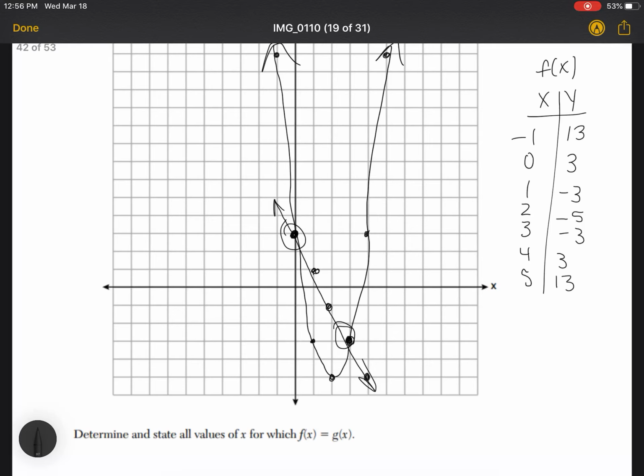Now it says determine and state all the values for x at which they are equal. So they just want the x values where these things cross. So the first one here is going to be at an x value of 0. And here this x value would be positive 3.